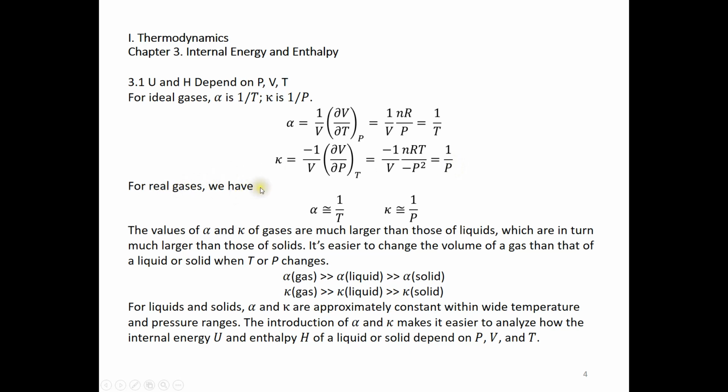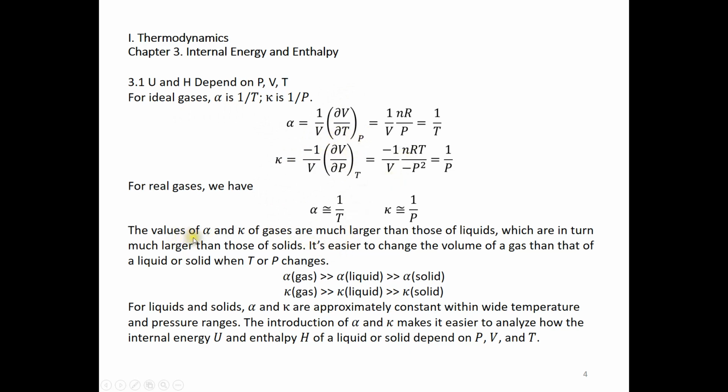What about real gases? We know that real gases differ from ideal gases, but approximately you can still say alpha is approximately 1 over T, kappa is approximately 1 over P. Given the Van der Waals equation, you can evaluate delta V over delta T analytically and also delta V over delta P analytically, and plug in those expressions to get the more accurate expression for alpha and kappa, but that's unnecessary unless you're really interested in doing a lot of tedious derivations.